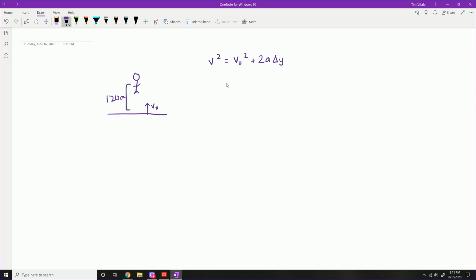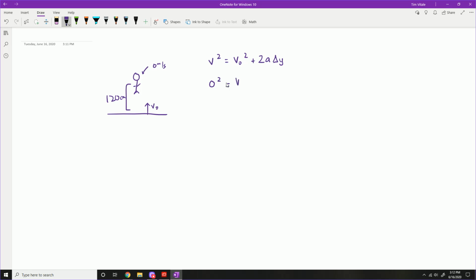And so let's look at each part individually. So the final velocity, which will be at this point here, is actually going to be 0, because that is when he's at its maximum height. So that means that this person is not moving for that instant, because it's right at their max height and then they just start to fall back down again. So that's going to be 0.